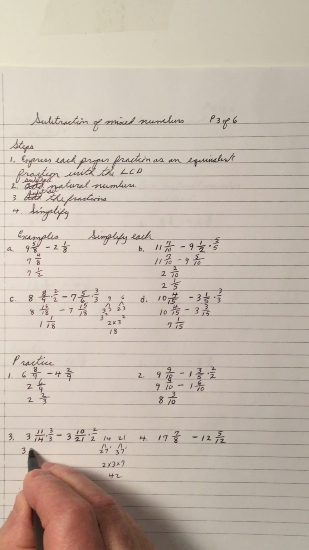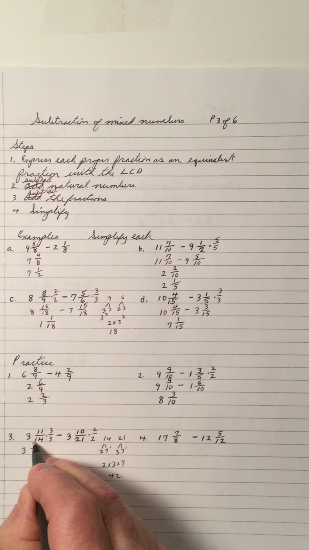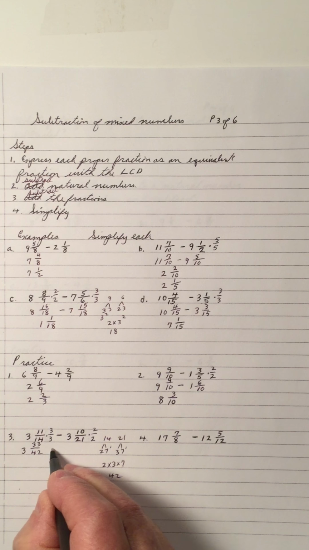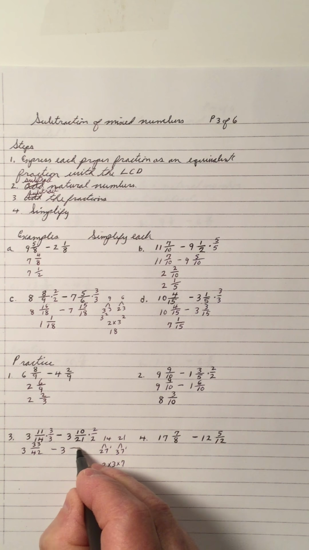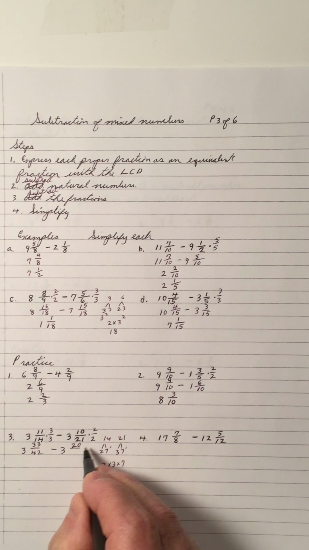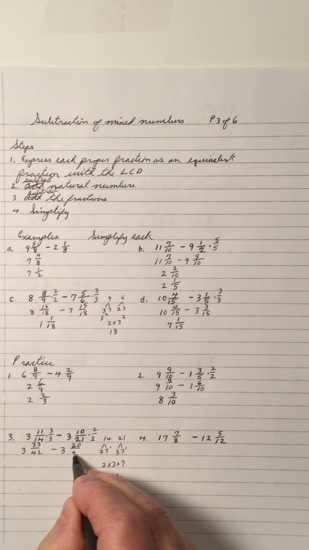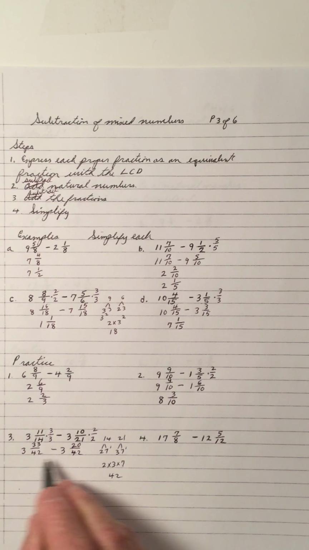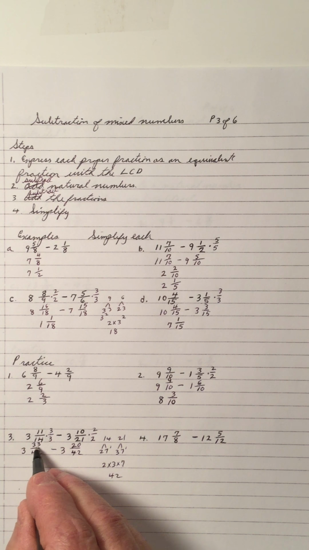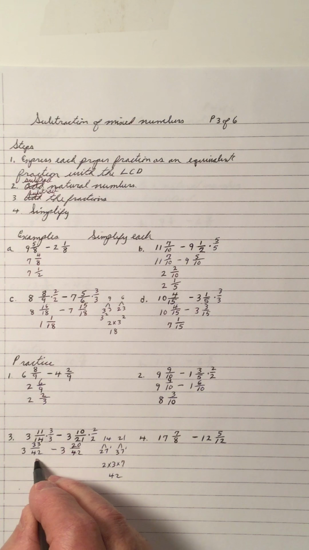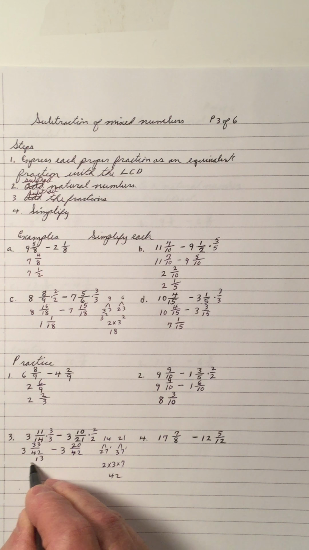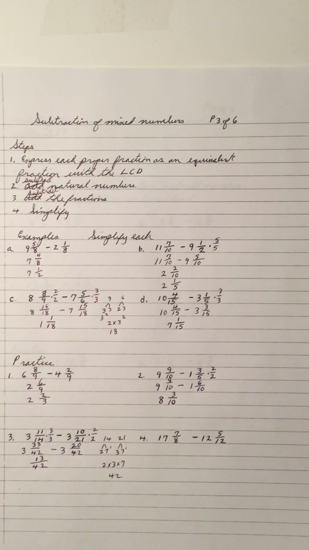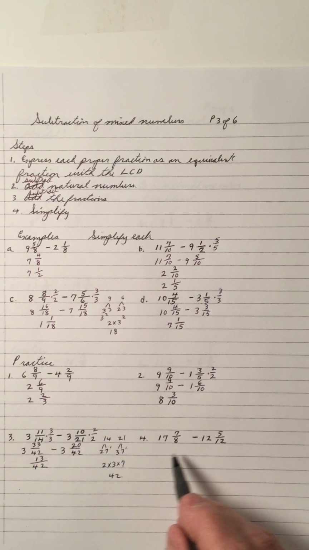11 times 3 is 33, 14 times 3 is 42. 10 times 2 is 20, 21 times 2 is 42. Same denominator, so 33 minus 20 is 13, and 42 is my denominator. 13 is prime, can't reduce it.